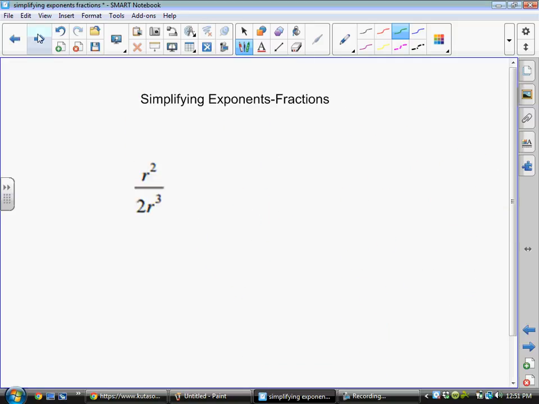So we have another example. I'm going to first separate the numbers from the letters. The number up here that's not written in is a 1, so that might be helpful. If there's no number, write a 1 in there. So I'm going to separate this. I have 1 over 2, and then I have my letters, r squared over r to the 3rd.